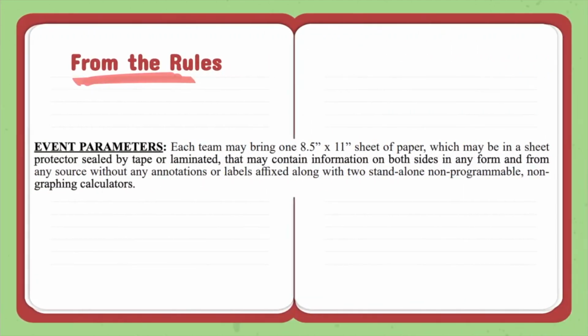Now, what do the rules say? The rules say every team may bring one A4 sheet of paper, and please understand that this paper can be double-sided, so don't just print one side. Usually most events allow you one sheet of paper front and back, but especially in Division C, the chemistry events will allow you two sheets of paper, so in total that'll be 4 sides of paper for you to put information on.